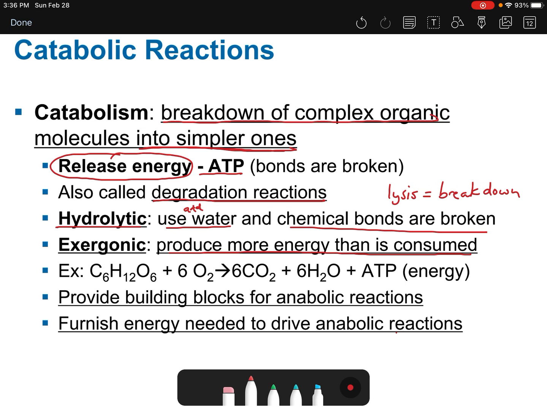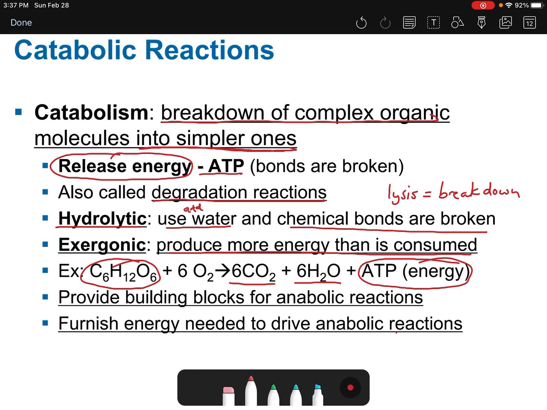And so cellular respiration is a good example of a catabolic reaction because we're taking this glucose here and we're breaking it down with the help of oxygen, and we're releasing carbon dioxide, water, but what we're releasing is all of this energy in the form of ATP, okay? And that's cellular respiration. We'll get to that big time later on in this chapter.